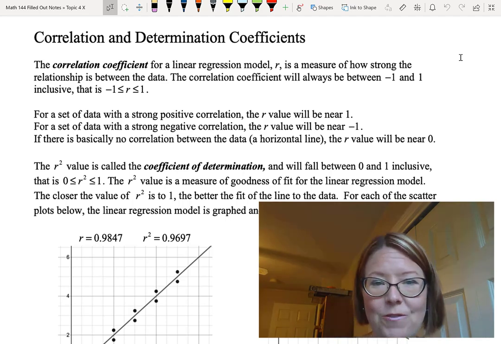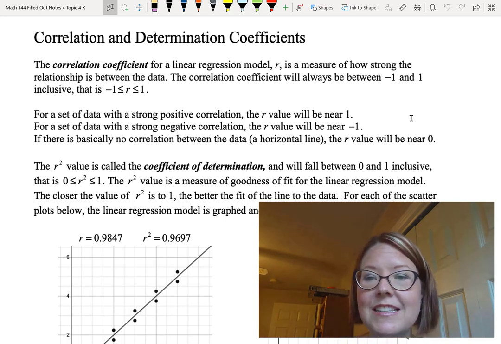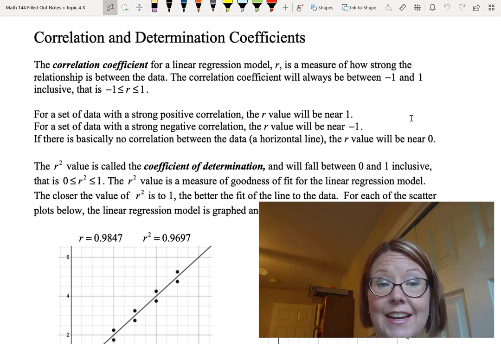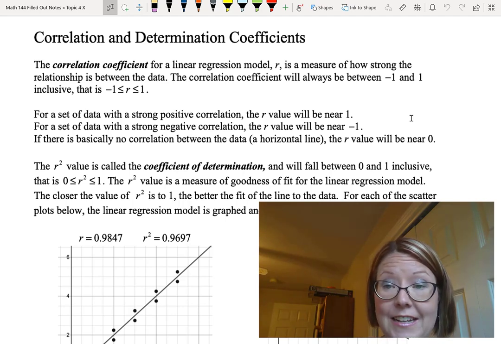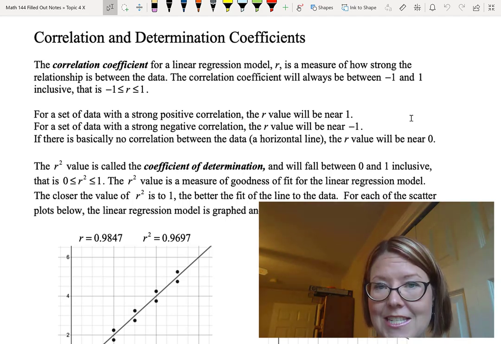The correlation coefficient for a linear regression model is the lowercase letter r, and it represents a measure of how strong the relationship is between the data. It ranges between negative 1 and positive 1, including negative 1 and 1. In other words, negative 1 is less than or equal to r, which is less than or equal to 1.